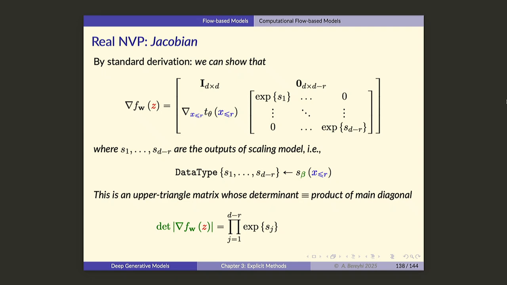Now, what's going to happen? First of all, if I multiply lots of exponentials, what's going to happen? It's going to be the exponential of a summation, right? So I can write it as the exponential of the sum of the outputs of the scaling network, right? And now, at the end of the day, I need the logarithm of that determinant, right?